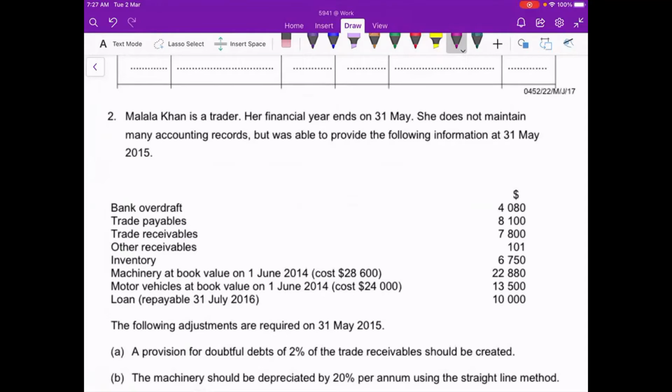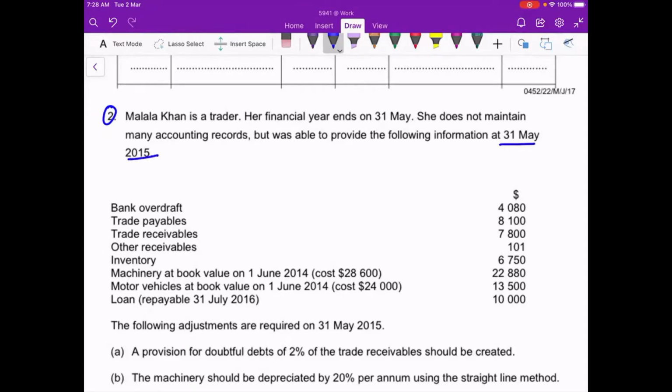Hey, hi. Today we do incomplete record. Question number 2. Malala Khan is a trader. Her financial year ends on 31st May. She does not maintain many accounting records, but is able to provide the following information on the 31st May 2015.